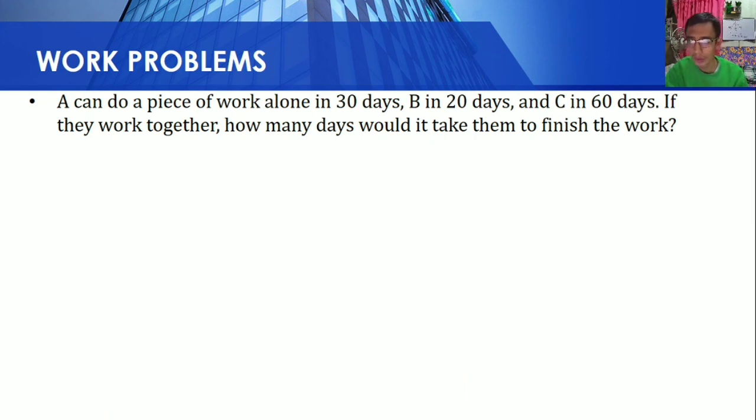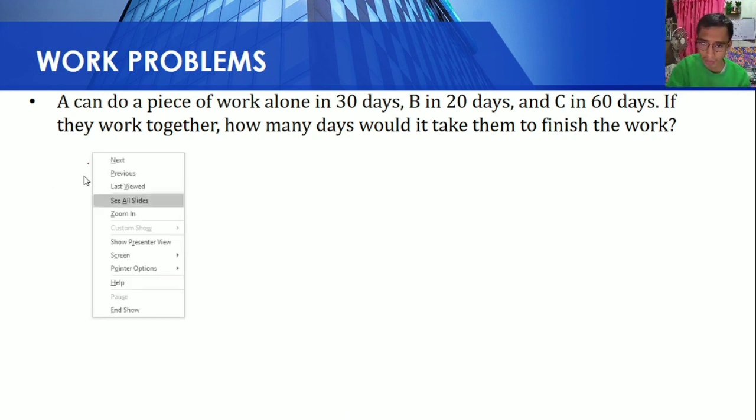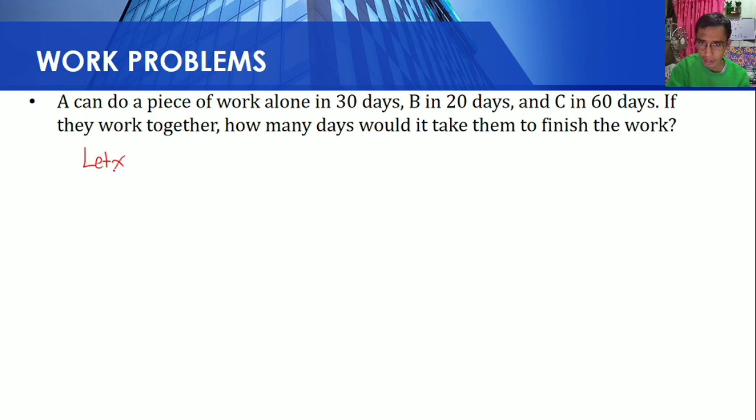A can do a piece of work alone in 30 days, B in 20 days, and C in 60 days. If they work together, how many days would it take them to finish the work? Let X ulit tayo. Let X be the time to finish the work together. Sabi niya doon, A can do a piece of work alone in 30 days, B in 20 days and C in 60 days. Ilang days nila magagawa kapag pinagsama-sama nilang ginawa yung work na yon.